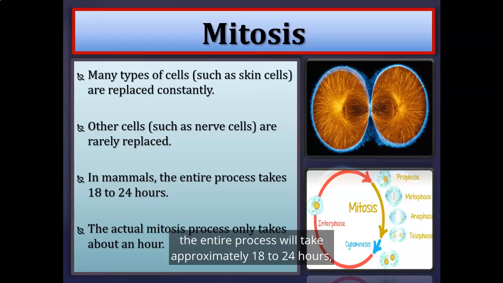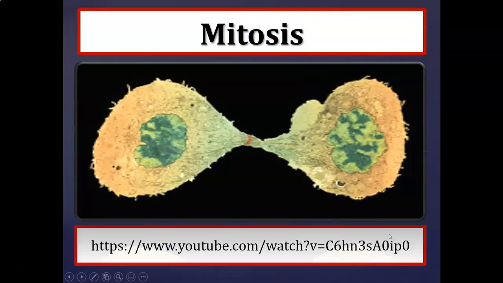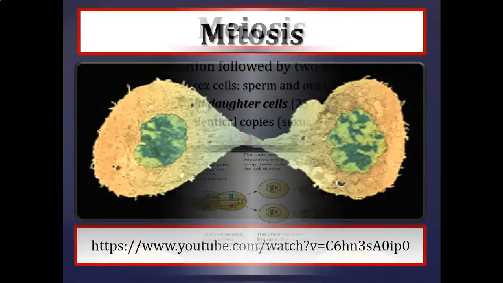So in mammals, the entire process will take approximately 18 to 24 hours. But the vast majority of the time, your cells are in the prep phase or the pre-phase called interphase. So that's represented by the red arrow here. The actual division process, prophase, metaphase, anaphase, and telophase, takes about an hour. So there are some video links in the module. There's an animation of mitosis that I would like you guys to watch after this PowerPoint.